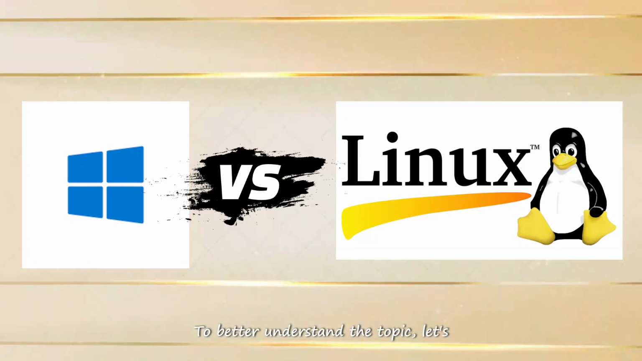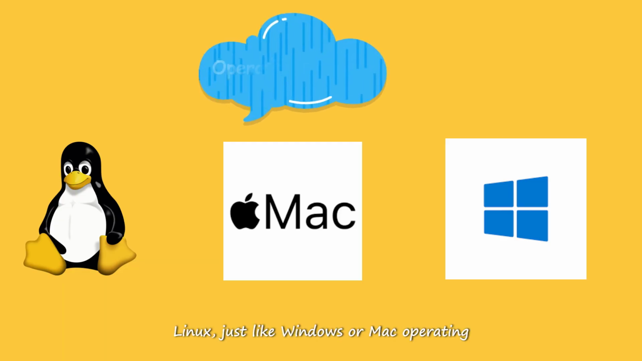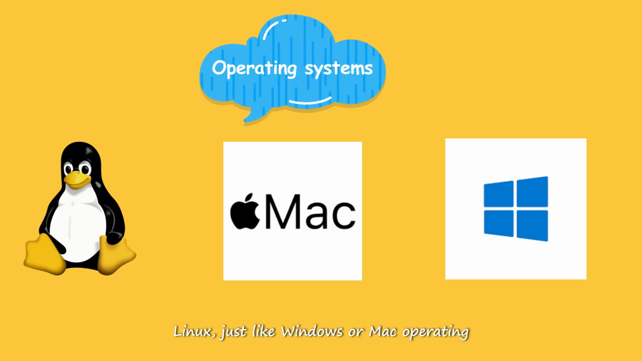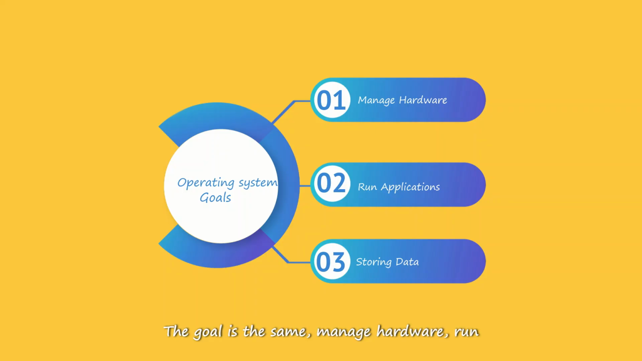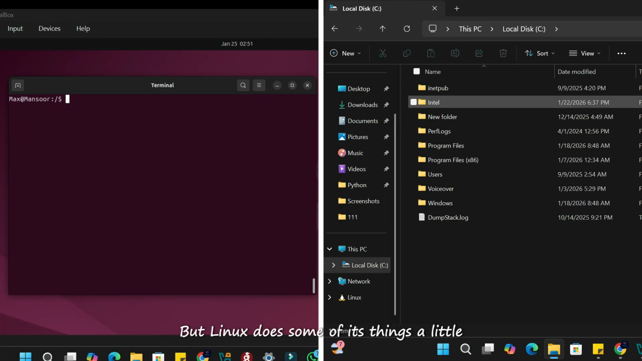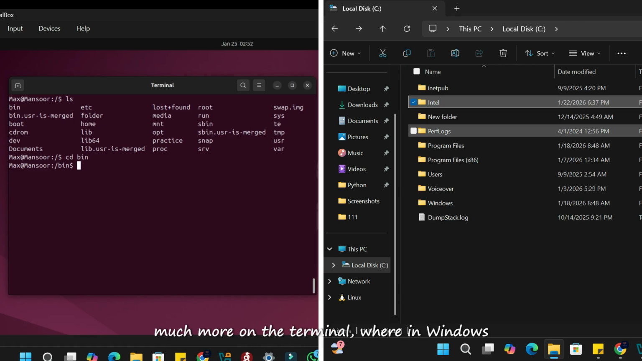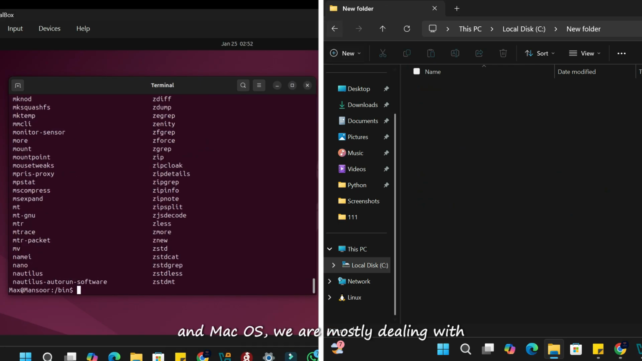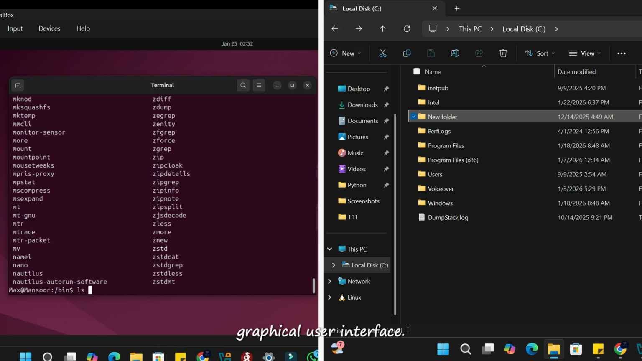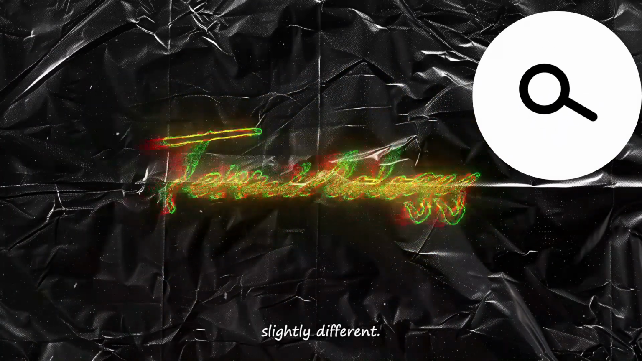To better understand the topic, let's compare Linux and Windows. Linux, just like Windows or Mac operating system, is an operating system. The goal is the same: manage hardware, run applications, and store data. But Linux does some of its things a little differently. One major difference is that Linux relies much more on the terminal, whereas in Windows and macOS, we are mostly dealing with a graphical user interface. Because of that, the terminology is also slightly different.